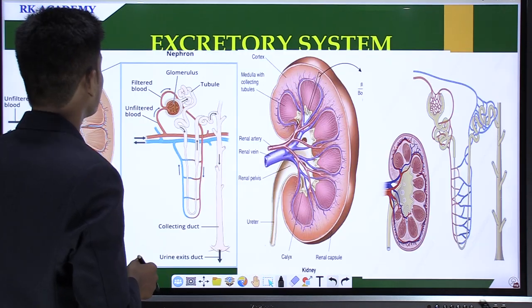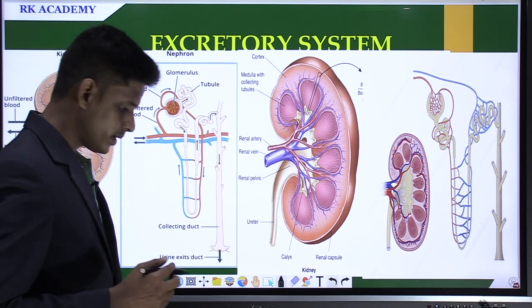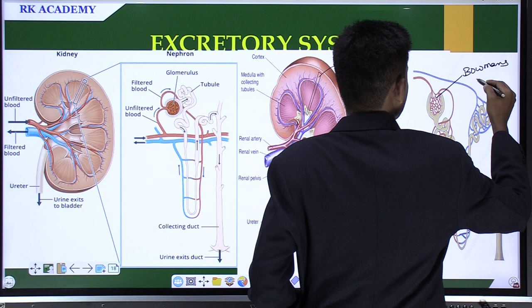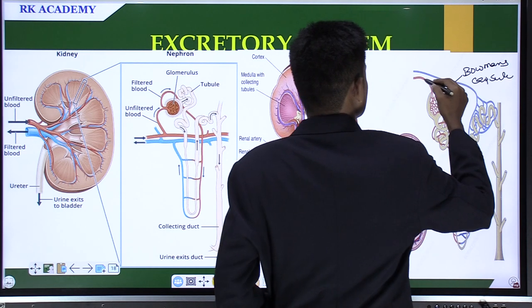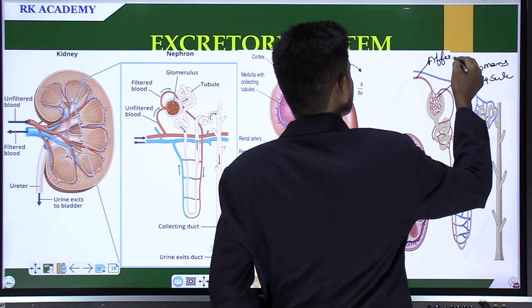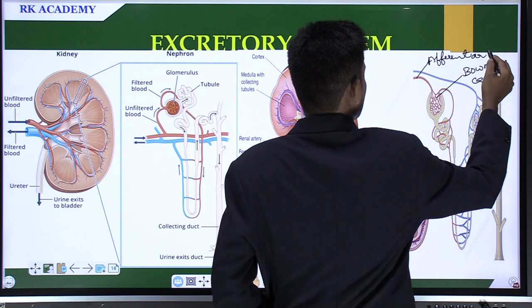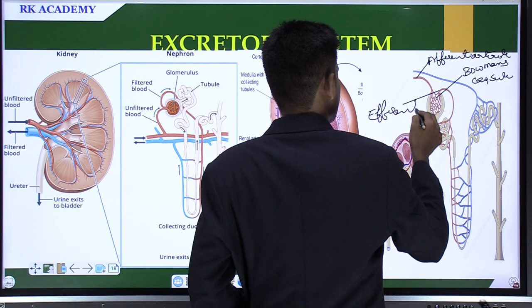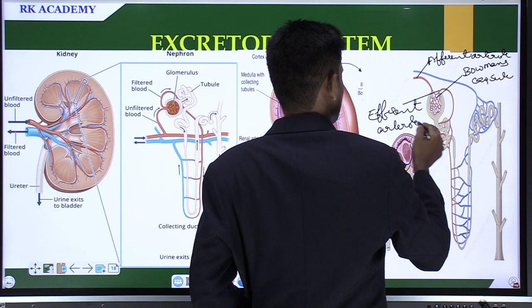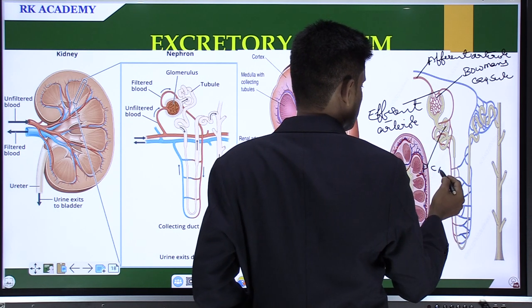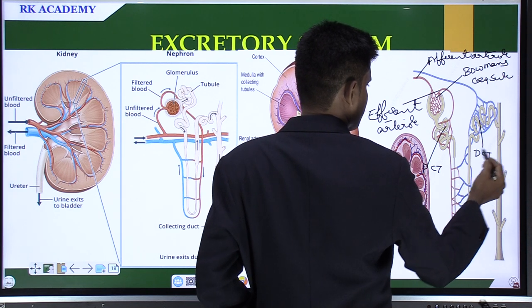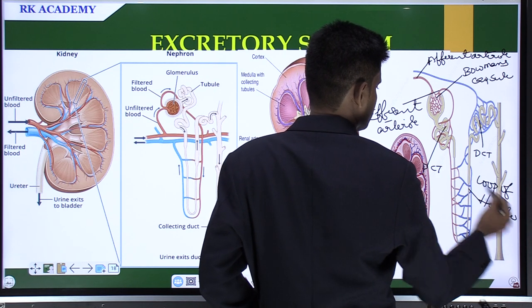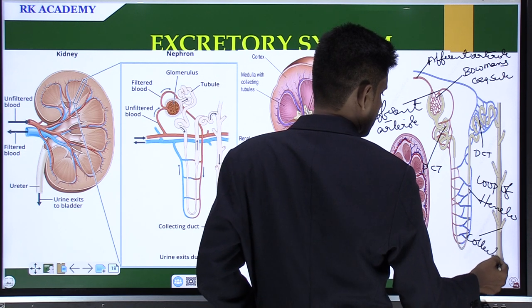Come to the next one. This is the structure of the nephron. I already explained this is called Bowman's capsule. This is the efferent arteriole. The smallest unit of an artery is the arteriole. And what is this? This is the PCT, the proximal convoluted tubule. This is the distal convoluted tubule, and this is the loop of Henle. This is the structure. And this is called the collecting duct.